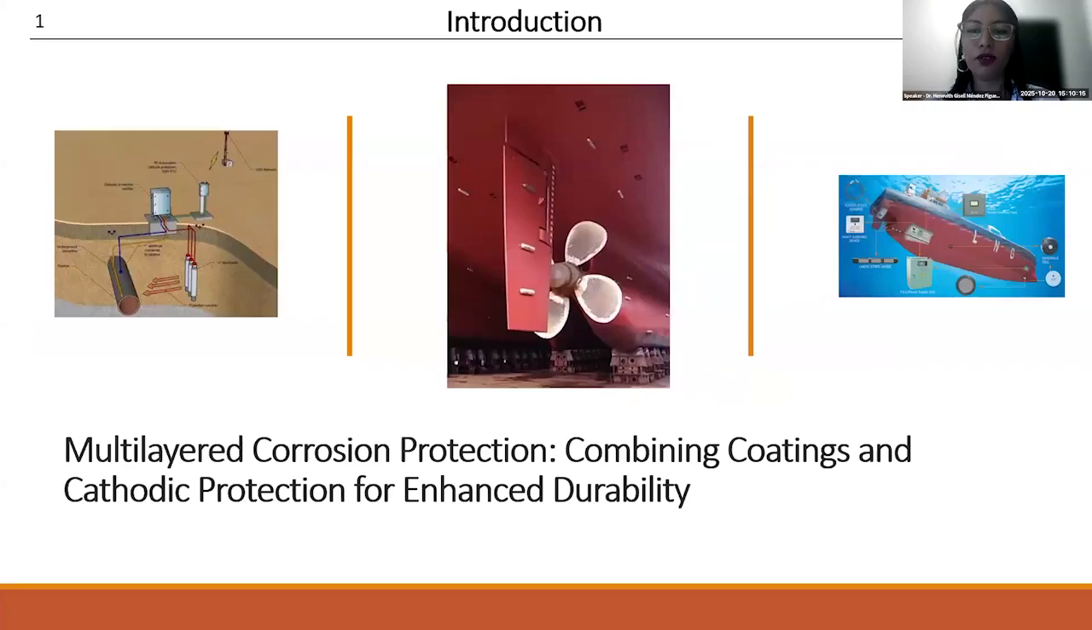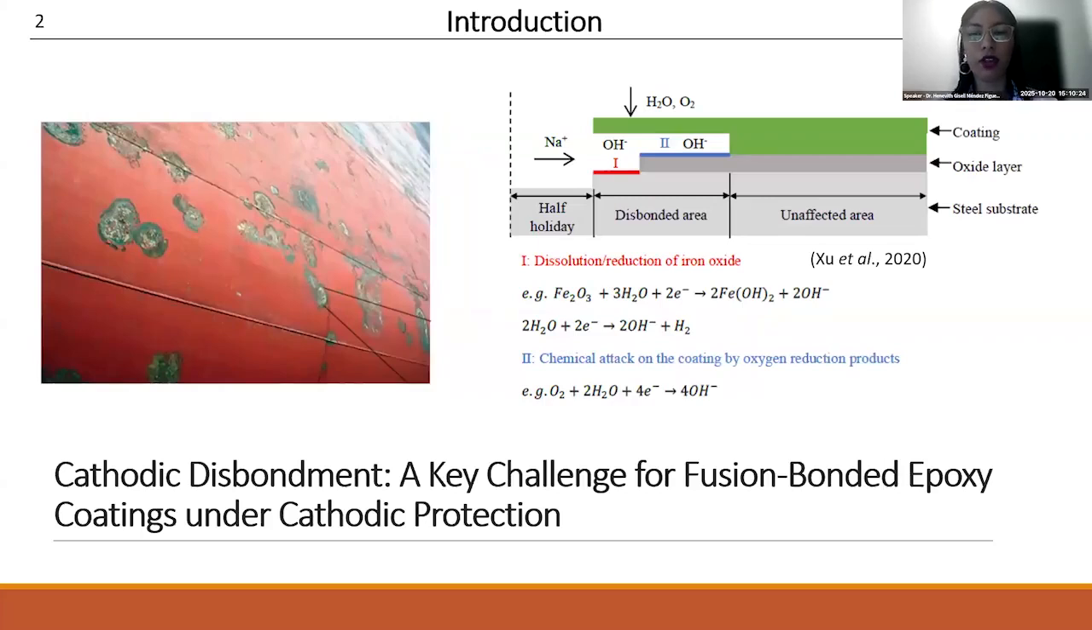One of the most widely used coatings in the industry is fusion bonded epoxy, or FBE, due to its excellent adhesion and anti-corrosion performance. However, FBE is highly susceptible to a phenomenon called cathodic disbondment. This occurs when the cathodic protection current generates a highly alkaline environment at the metal and coating interface, degrading the chemical bonds in the coating, especially at the defects or scratches in the coating, and causing it to lose adhesion over time.